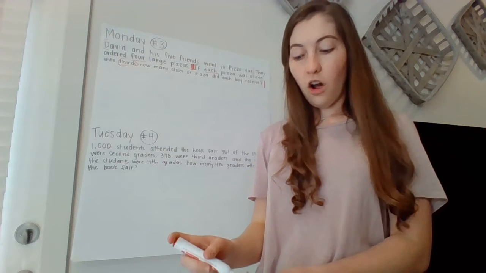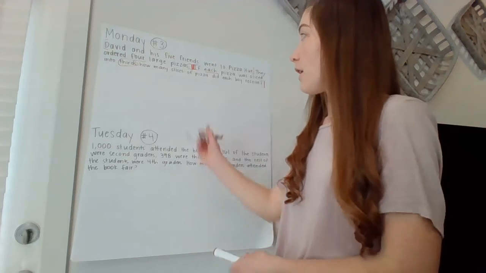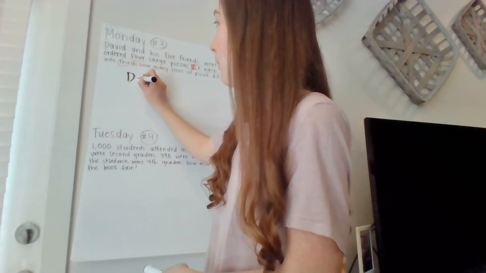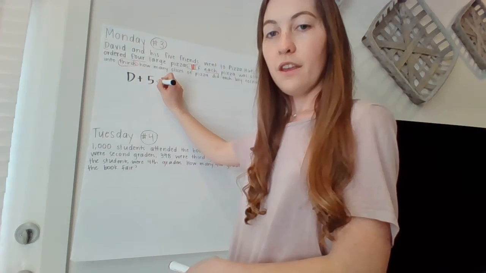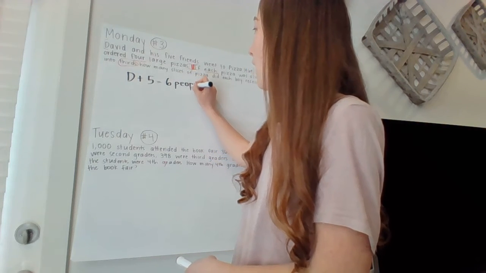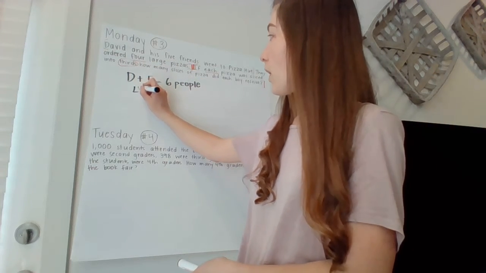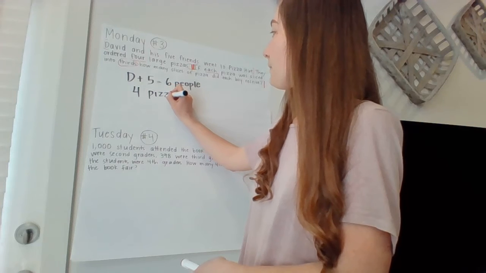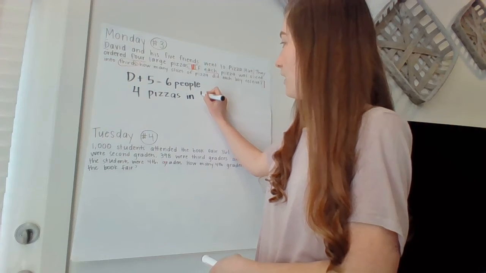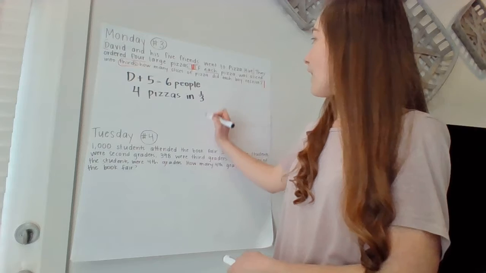So now I need to write down all the information that I learned from this question. So there was David and his 5 friends. So that means we had David plus 5 friends is going to give me 6 people. Then I know that there were 4 pizzas. So I need to write down 4 pizzas that are split into thirds. So 4 pizzas in thirds. And then it tells me how many slices did they each receive.